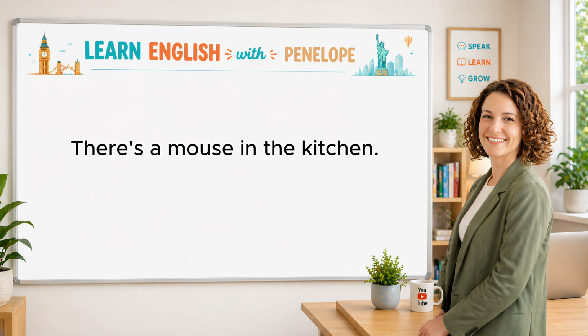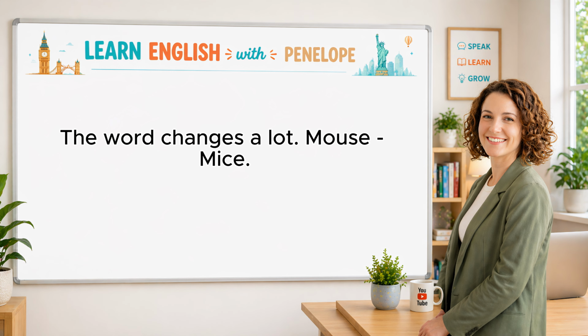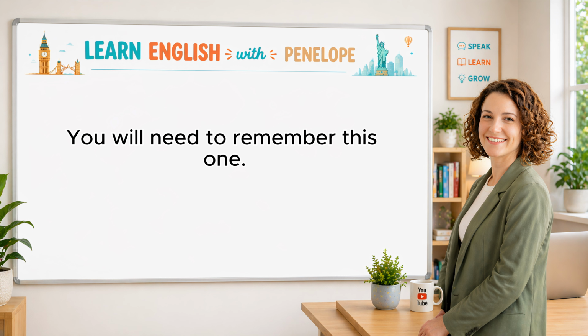Example 7, mouse, mice. There's a mouse in the kitchen. There are mice in the kitchen. Mouse becomes mice. This one is very different. The word changes a lot. Mouse, mice. You will need to remember this one.